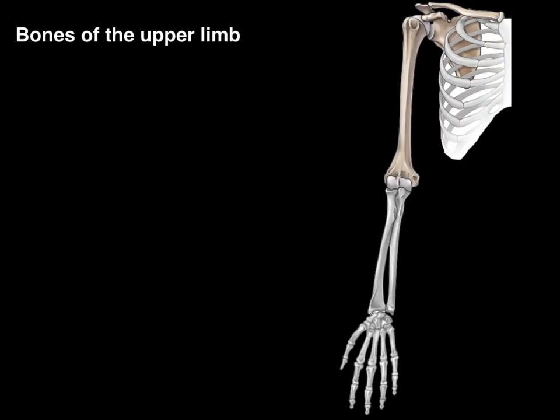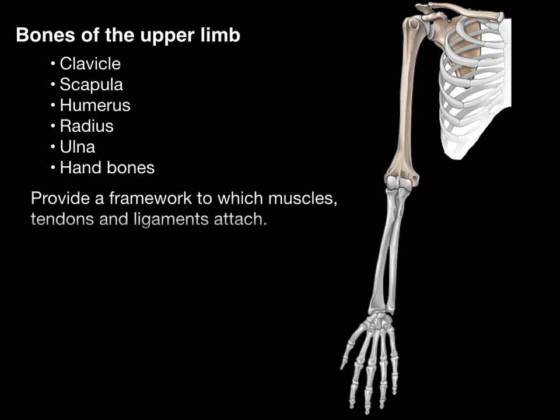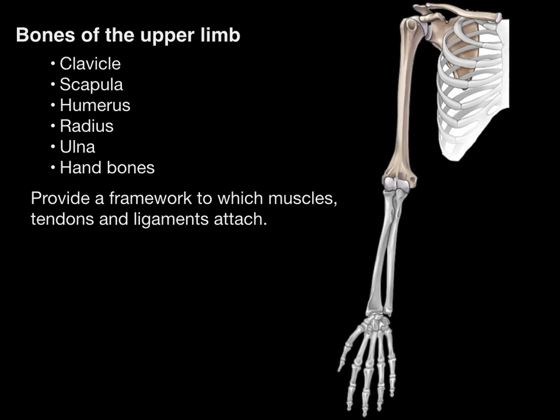So the bones of the upper limb are listed here as follows, and the purpose of these bones is that they provide a framework to which muscles, tendons, and ligaments of the upper limb attach. So let's take each bone one by one and talk about them.